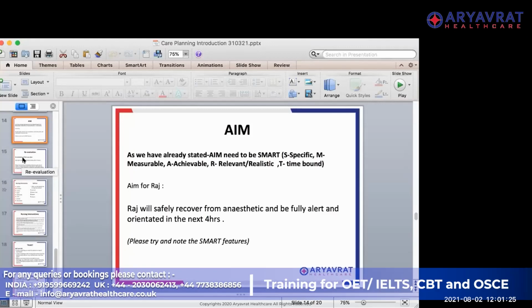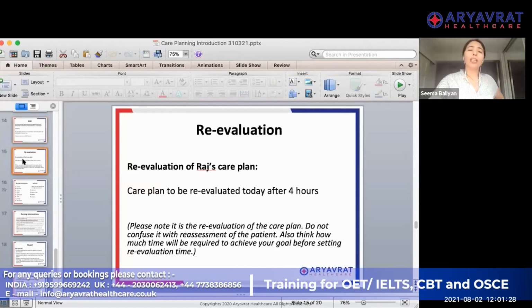Yes, ma'am. Okay. So now reevaluation. So we are going to say that, okay, our problem was drowsiness or risk of aspiration, and we do not want him to be at risk of aspiration for very long. So we are giving him 4 hours to be reevaluated, that within 4 hours, his risk of aspiration should go away. So I will reevaluate that care plan in 4 hours time, because that is the time when I am thinking that I should be able to achieve my aim. Got it?